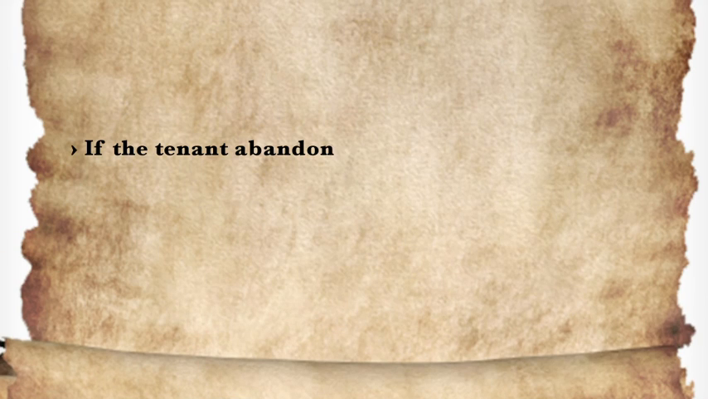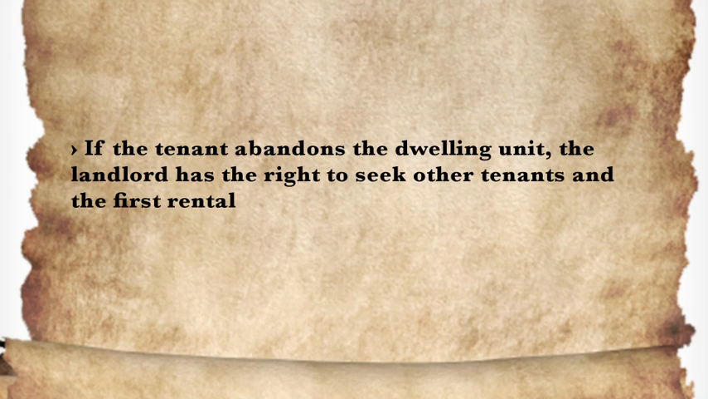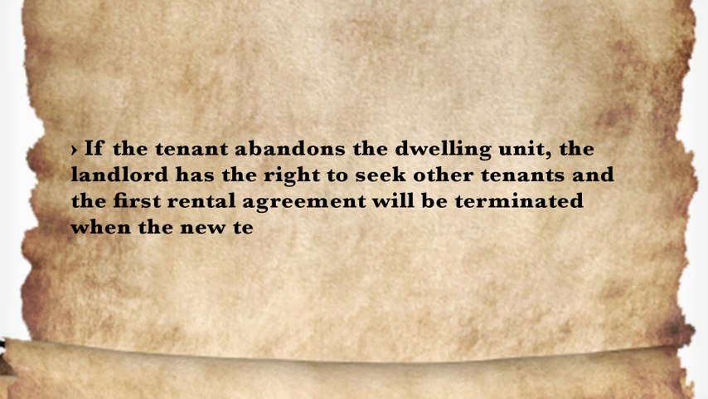If the tenant abandons the dwelling unit, the landlord has the right to seek other tenants, and the first rental agreement will be terminated when the new tenants sign a new rental agreement. When the landlord gives written notice of termination and notice to quit, the documents must be served on the tenant by either personal service or by sending notice by certified or restricted certified mail.